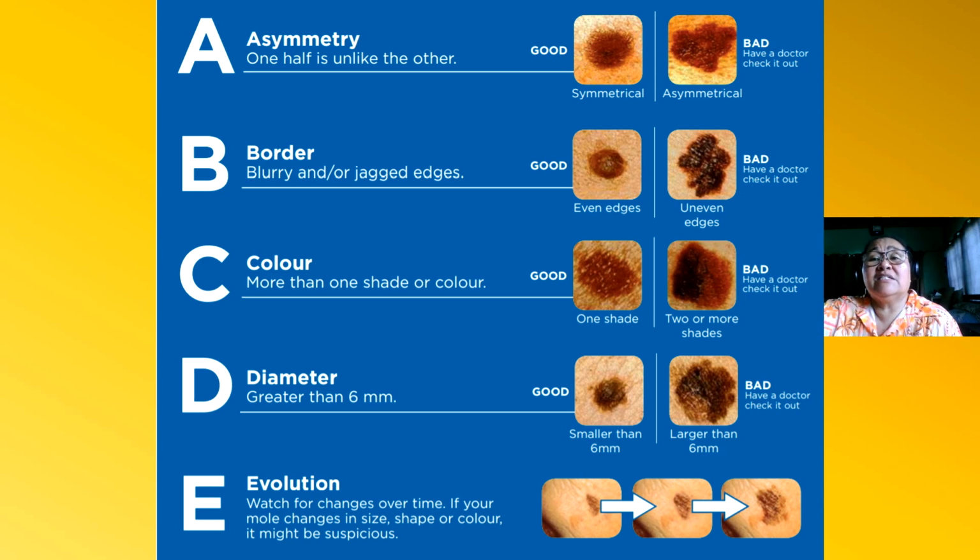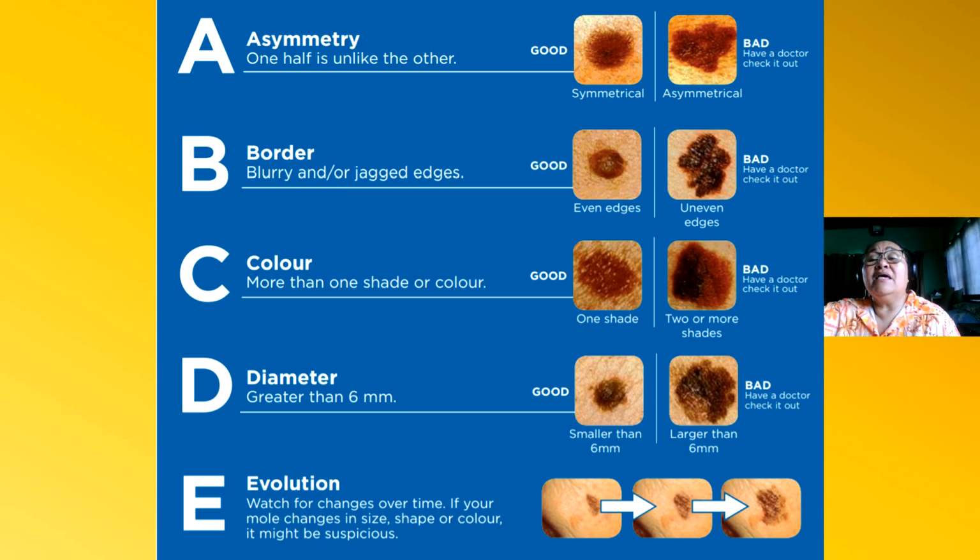Okay, so let's explain each letter. Letter A means asymmetry. Imagine drawing a line through the middle of the mole. If one half looks different from the other, it is asymmetrical, which can be a warning sign.